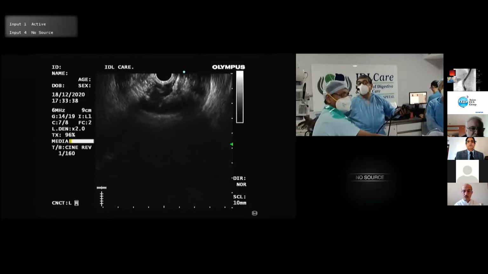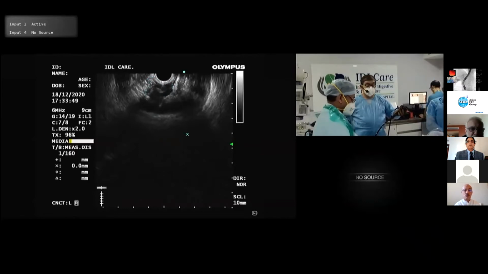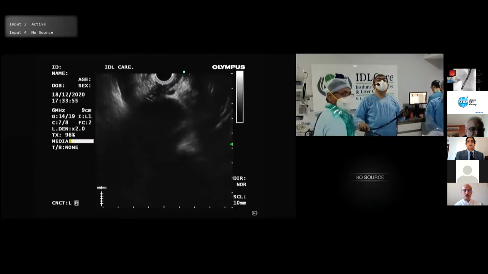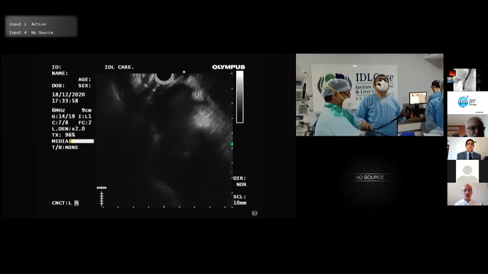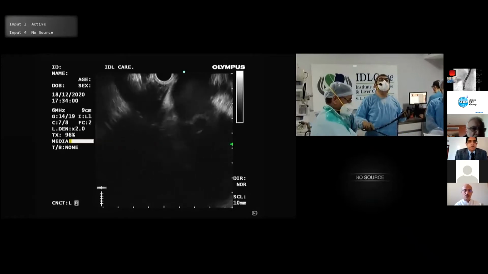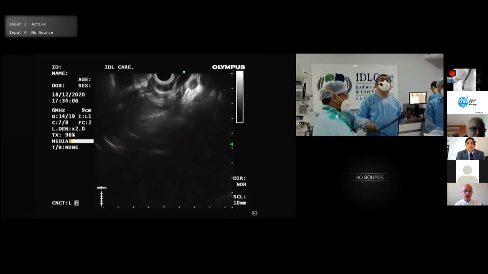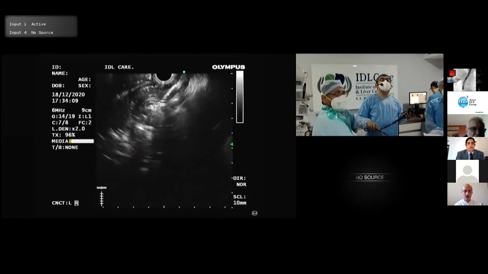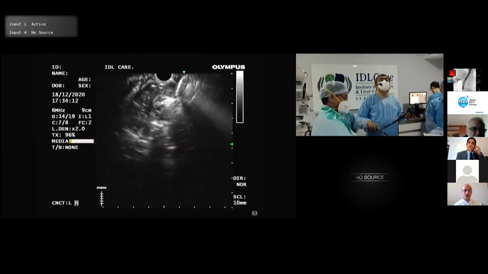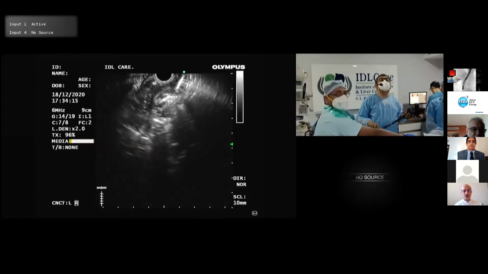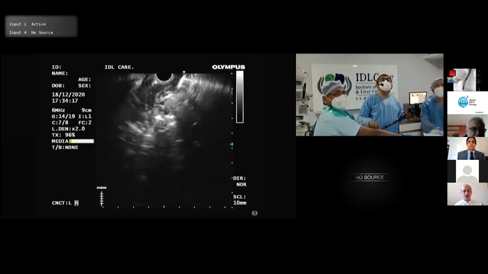you have two layers of the esophagus. This is my transducer, and this is the anterior wall of the esophagus, and this is the posterior wall of the esophagus. So this allows me to do a very quick assessment. You are seeing two layers of the esophagus now, and there is air in between. I'm gently going in and assessing the mediastinum as I go in. See, this is the GE junction. Exactly like a coronal section on CT scan, you see the GE junction on EUS.